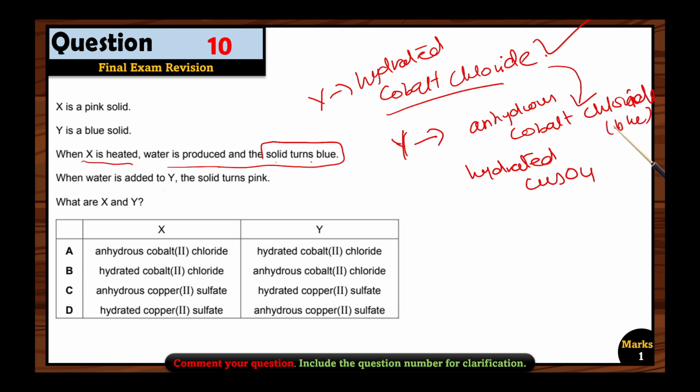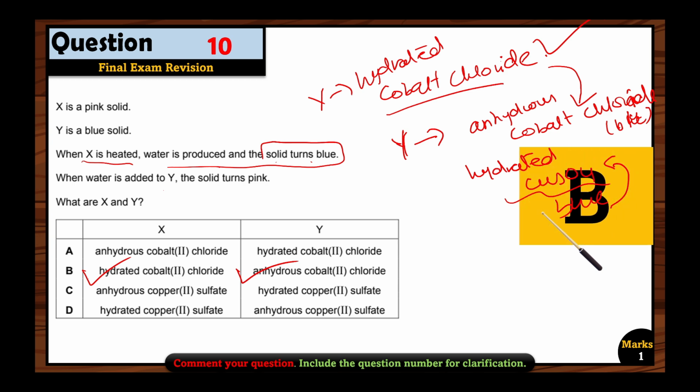So the solid turns pink. So who can turn pink? Hydrated copper sulfate is already blue. If you add more water, the color will remain the same, right? Because it's already hydrated. So it's only possible when you add the water to the blue anhydrous cobalt chloride, then it will turn into pink. So it means they both are cobalt chloride. One is hydrated and the other one is anhydrous. So X is hydrated cobalt chloride. So the Y is anhydrous cobalt chloride. So option B is the right option.